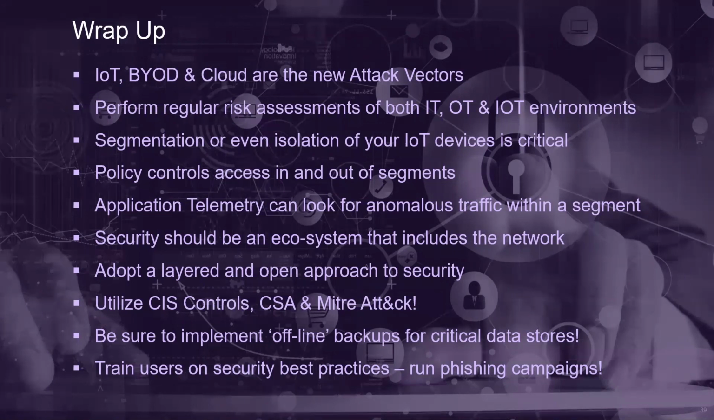Policy controls, access in and out of segments. That's very, very key. Application telemetry can help you look for anomalous traffic within a segment. Again, catching something early minimizes the impact. Also realize that security is an open ecosystem, and that should include the network. Make sure you leverage that. Who is your firewall vendor? Who is your IPS vendor? Get them to the table. Create a comprehensive plan together. Adopt a layered and open approach to security.